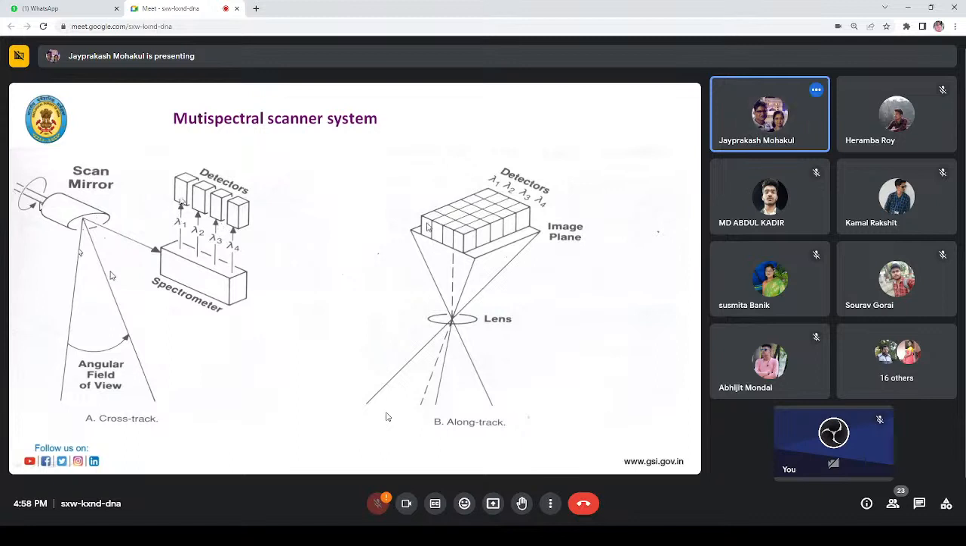On the contrary, these are all linear imaging. For each band I have a scanning sensor, right? So at one go I will be covering the entire track, then go to the next track. So it covers the entire swath line by line.